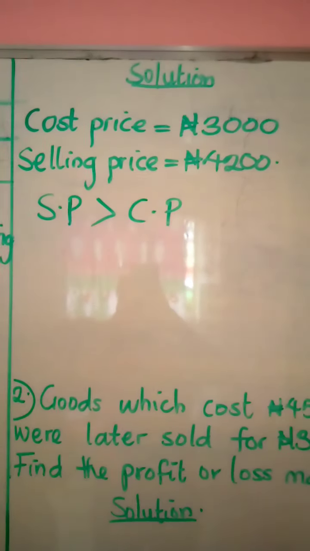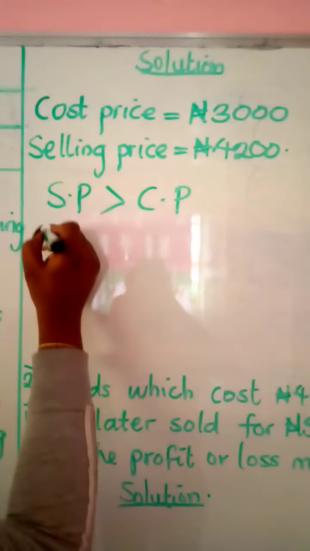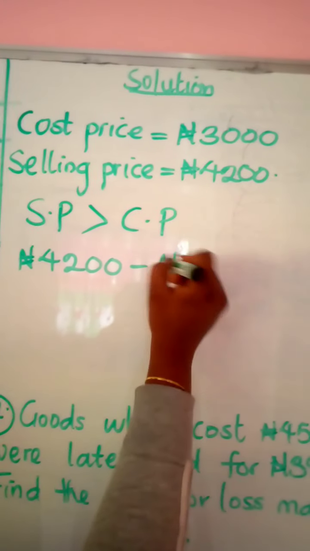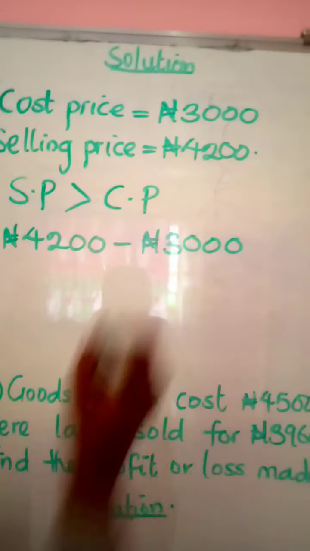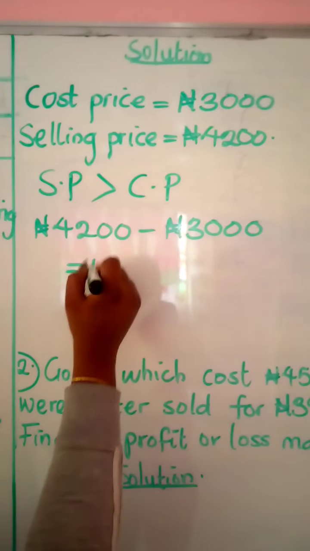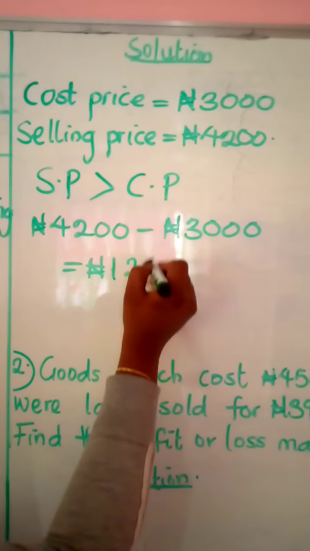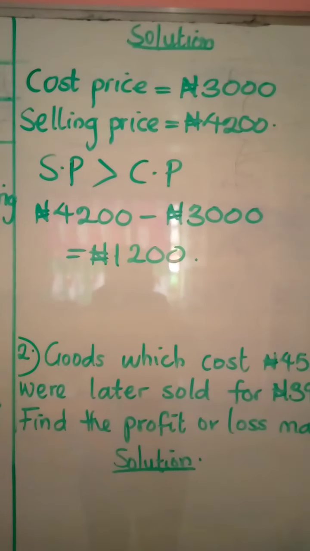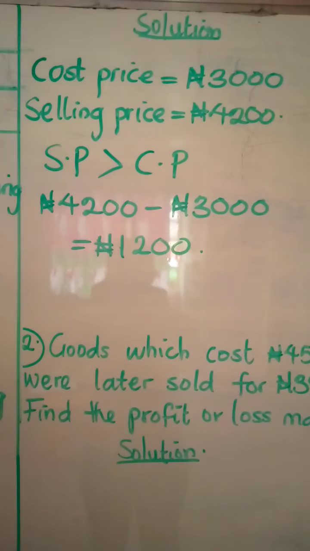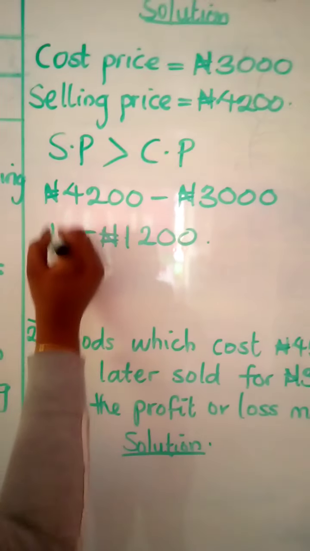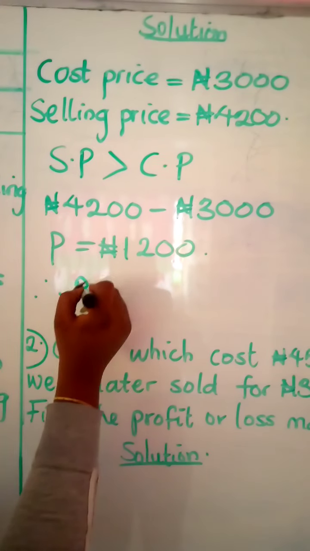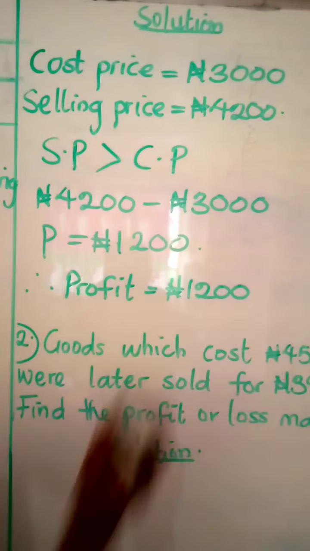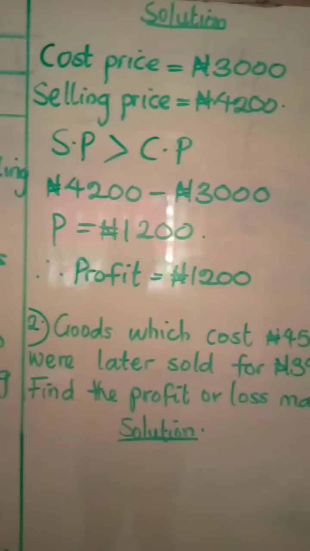Remember our greater than sign. Okay, so all we need to do is subtract 4,200 minus 3,000. Fastest finger, do that for me. This will give us what? Beautiful. 1,200. Okay, so is this profit or loss? This is profit because our selling price is more than our cost price. So therefore, profit is equal to 1,200. Beautiful. That's very simple.